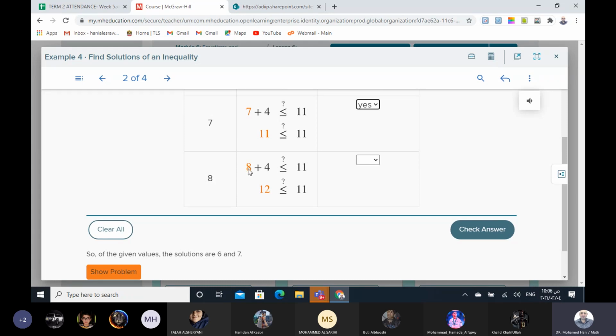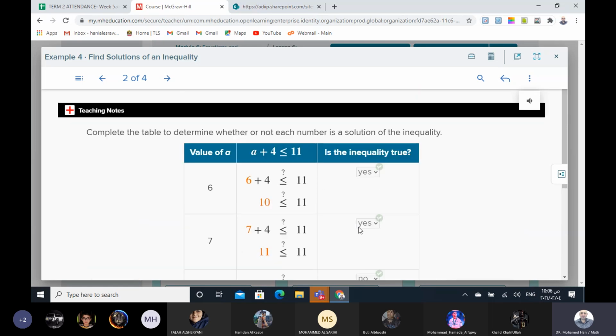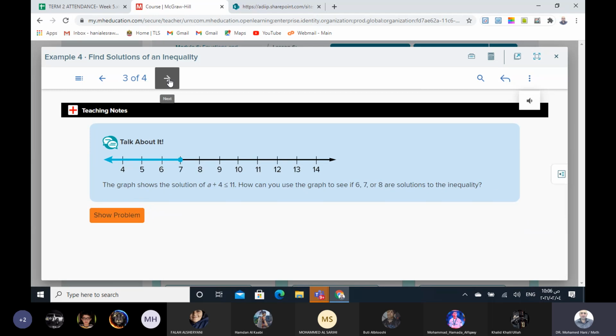The third value, substitute 8. The value of a will be 8. Is 8 plus 4 less than or equal to 11? I don't know, put here a question mark. 4 plus 8 will be 12. Is 12 equal or less than 11? No, this is wrong. 12 is greater than 11, so here we write no. So the solution will be 6 and 7.